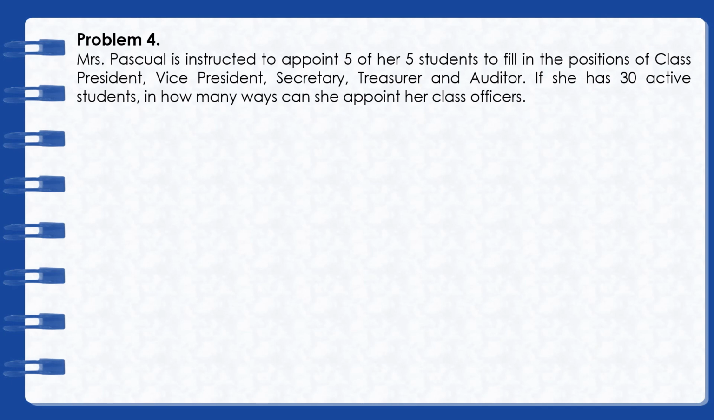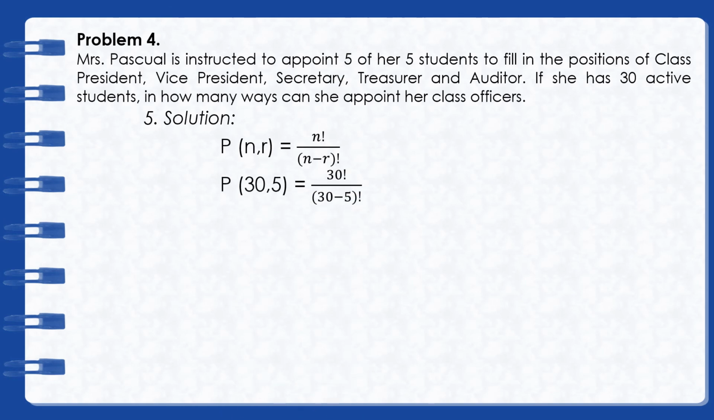Let us show our solution to our problem number 4. Again, the permutation formula is permutation of n taken r is equal to n factorial over the difference of n and r factorial. By substitution, we have the value of n, which is 30, and the value of r, which is 5. So 30 minus 5 is equal to 25. So we have 30 factorial over 25 factorial.